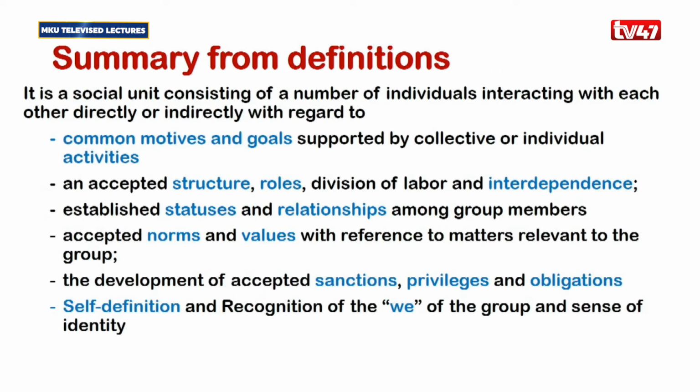Another way of summarizing this, just the blue words that you can pick out: common motives and goals of a group, structure and roles, interdependence, statuses and relationships. These statuses refer to the different roles and positions that members of a group occupy. Then norms and values that define a group, sanctions to non-group members, privileges for group members, obligations of group members, and self-definition, as you define yourself as a group, and you even have a name for that group.